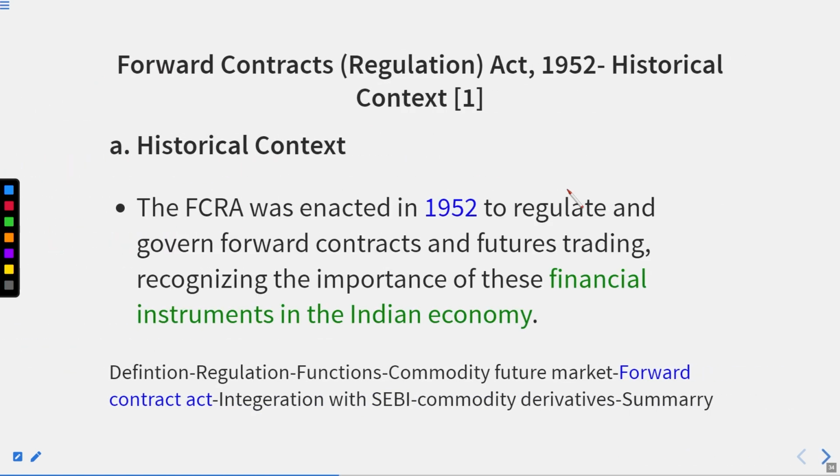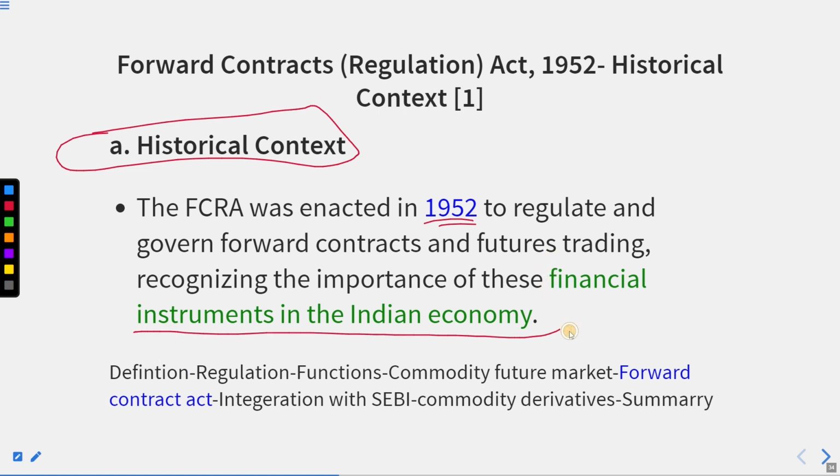Okay, so let's start. First is the historical context. The FCRA was enacted in the year 1952, remember this, to regulate and govern forward contracts and future trading, recognizing the importance of these financial instruments in the Indian economy. In the previous lectures I told you, suppose there are two companies, XYZ and ABC. Similar to them there are various companies and traders who are indulging in the future market. Because these are important in terms of the economy, it becomes very important to make sure that these financial instruments adhere to some standards in the field. So please remember this.